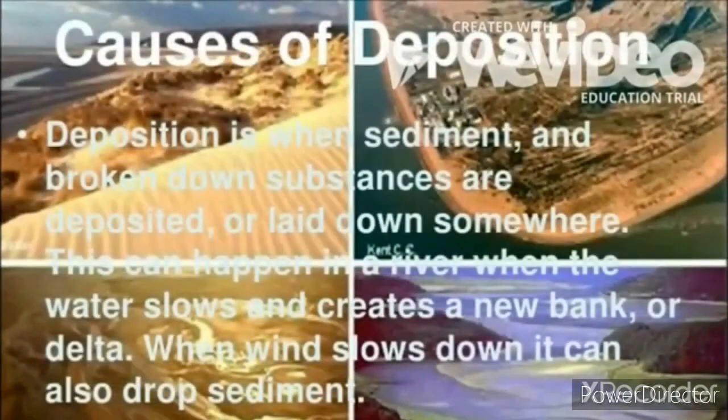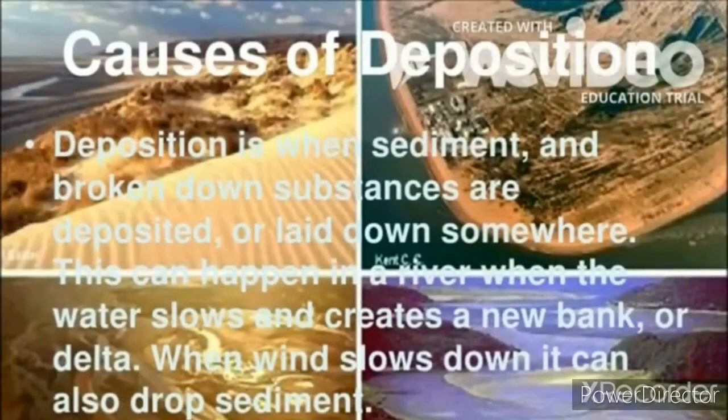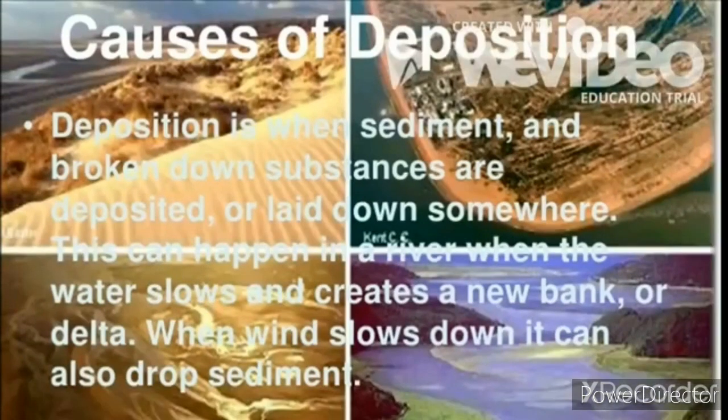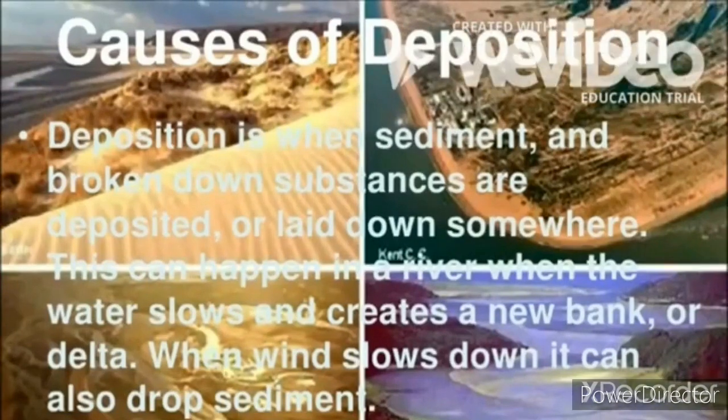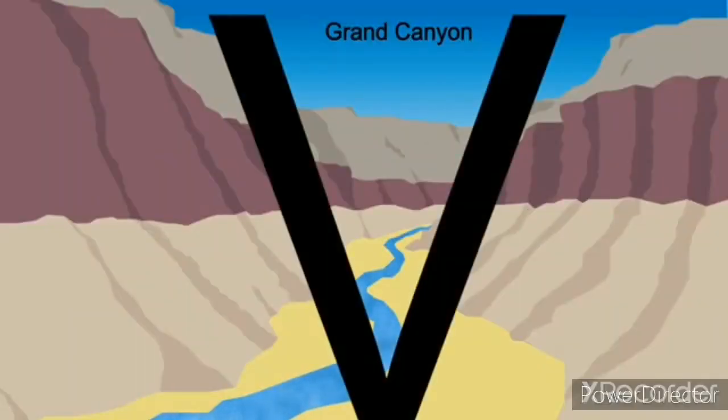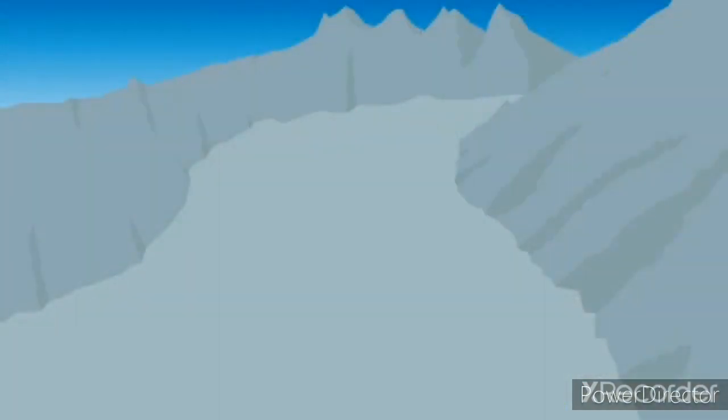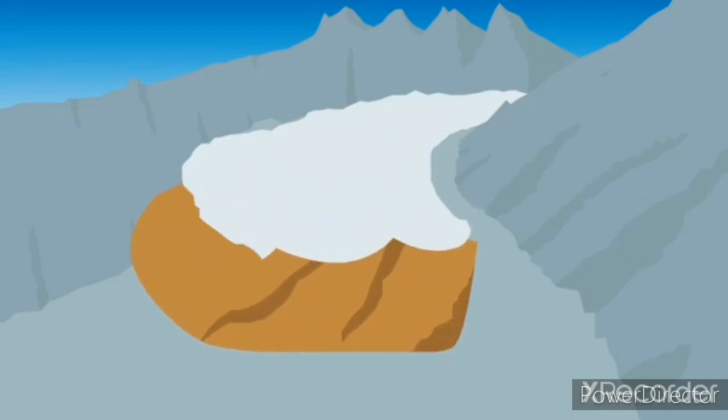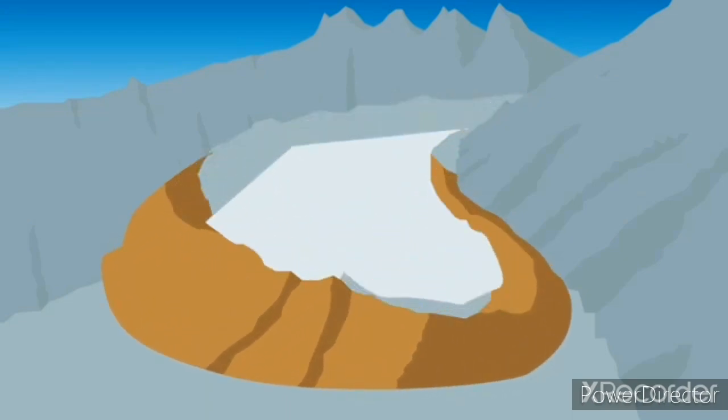Causes of deposition. Deposition is when sediment and broken down substances are deposited or laid down somewhere. This can happen in a river when the water slows and creates new banks or a delta. When the wind slows down, it can also drop sediments. Glaciers can cause erosion in similar ways. High up in the mountains, they flow down slowly, but with enormous power. The valleys formed by glaciers often have a flatter pattern, which is why they are called U-shaped valleys.